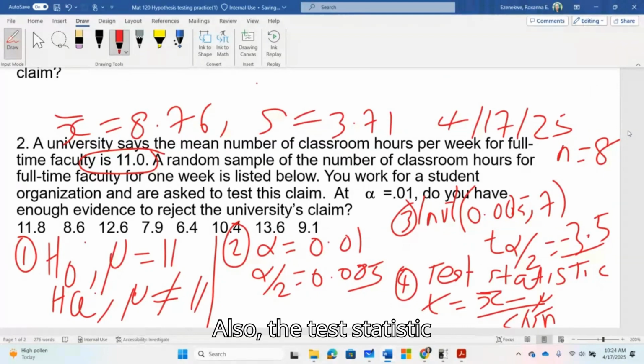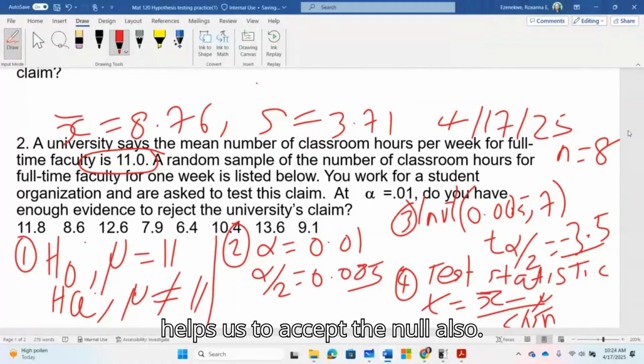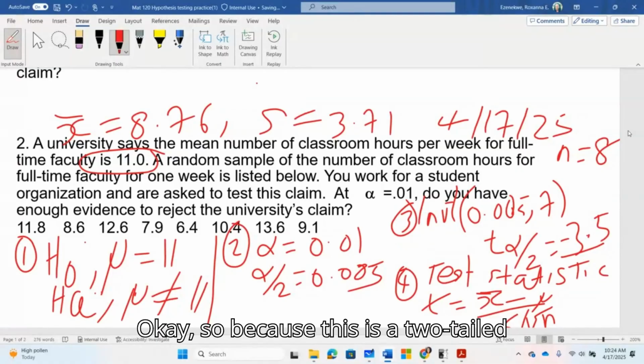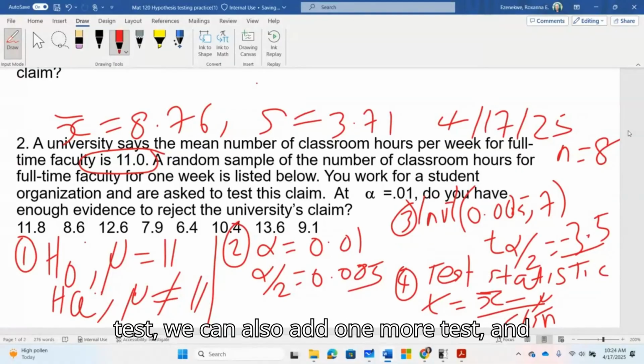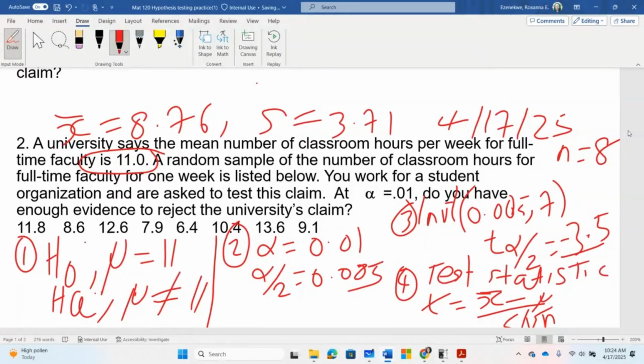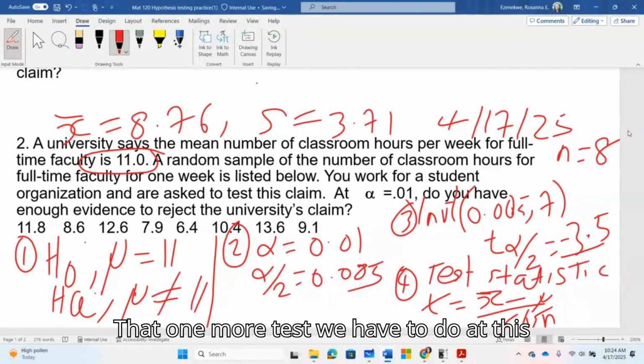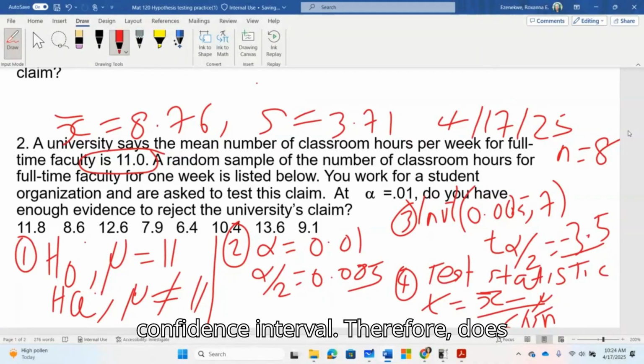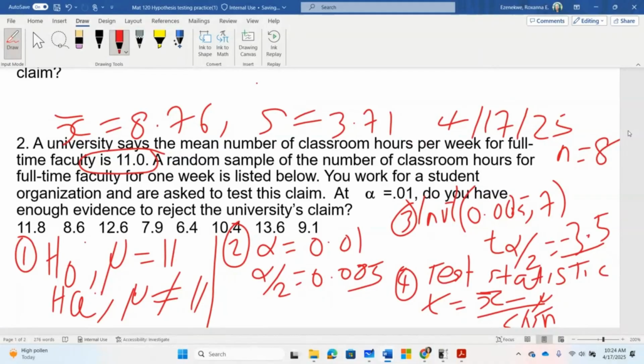Also, the test statistic helps us to accept the null. Because this is a two-tailed test, we can also add one more test, and that test is the confidence interval. Therefore, does the confidence interval contain the status quo, 11 hours?